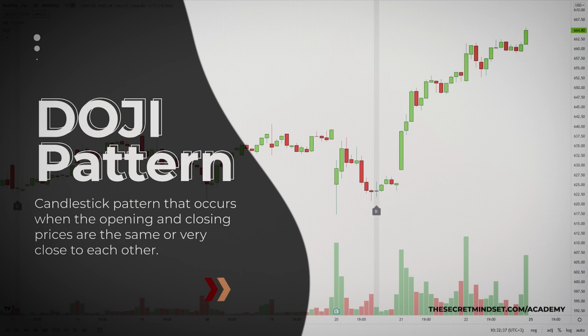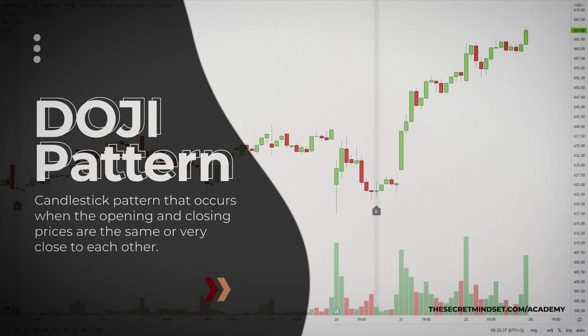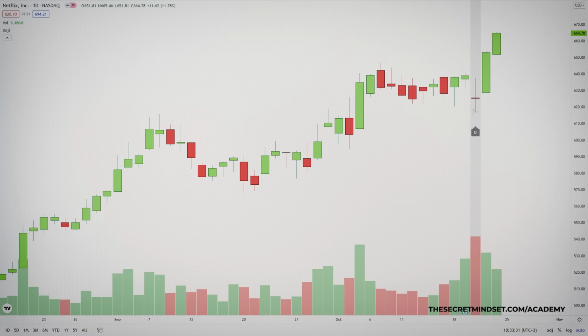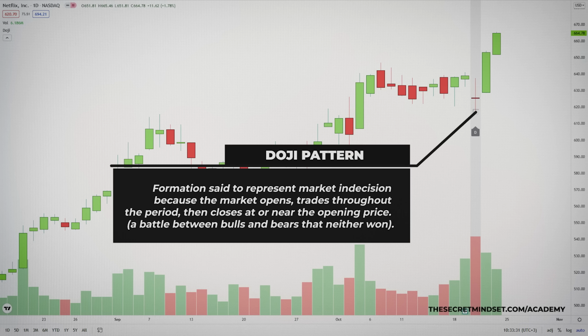This is a candlestick pattern that occurs when the opening and closing prices are the same or very close to each other. The shadows can be either long or short, and there can be various types of Doji bars. But for our strategy, it's not important to distinguish the type of the Doji formation. It's only important to be able to recognize what it looks like on a chart. This formation is said to represent market indecision because the market opens, trades throughout the period, and then closes at or near the opening price. It represents a battle between bulls and bears that neither won.